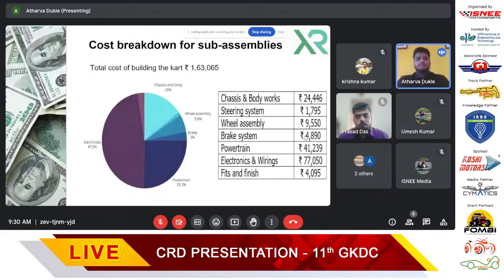Now moving forward, this is the cost breakdown of the sub assemblies that we have. Our entire car that we have built is of around 1,63,000, out of which the bifurcation has been presented on your screen, out of which the maximum part goes for the electronics and wirings, which mainly comprises of the batteries and the battery pack and powertrain as well, which consists of the motor. Then third in place, we have the chassis and bodyworks, which accounts for around 24,000, which includes the pipes and the processes that have been carried out upon them for making the chassis.